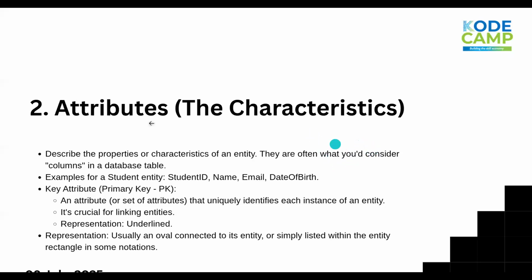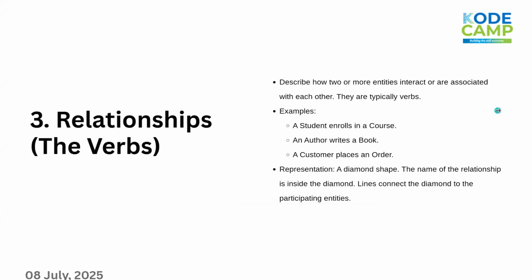All right. So that is it for attributes. Let's go on to the next slide, which is relationships. So finally we have relationship. This describes how two or more entities interact or are connected. So they are the verbs that link your nouns together. For instance, a student might enroll in a course, or an author writes a book.